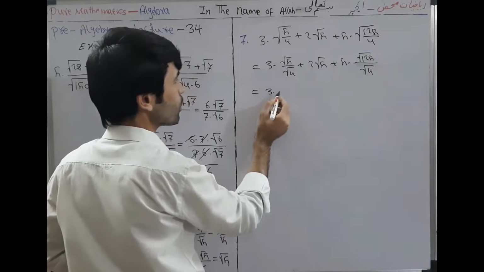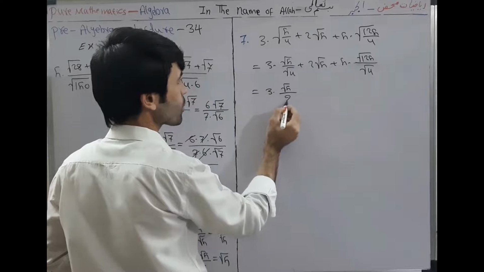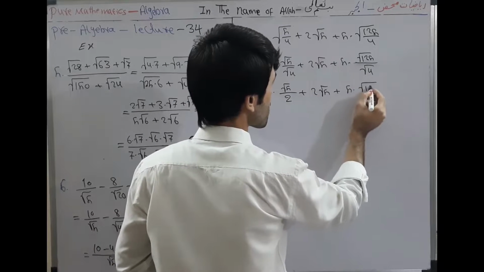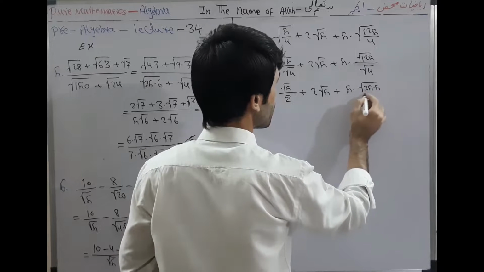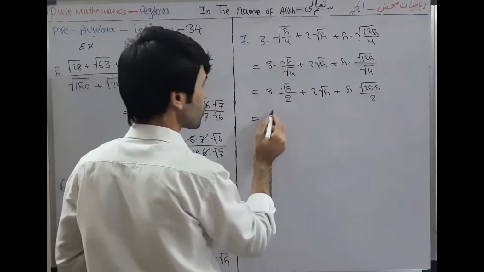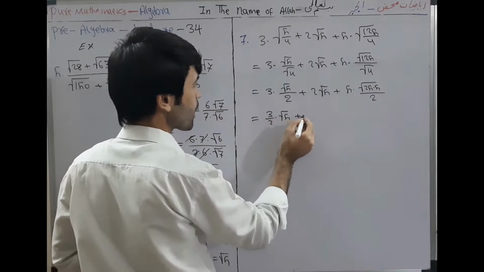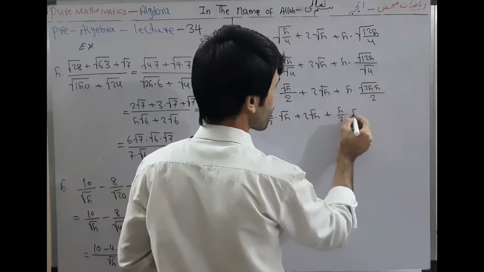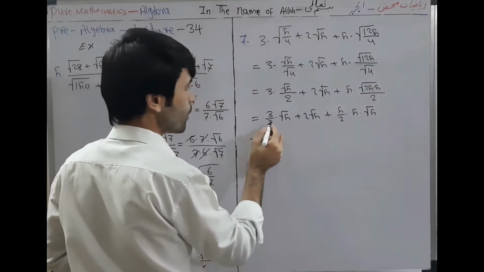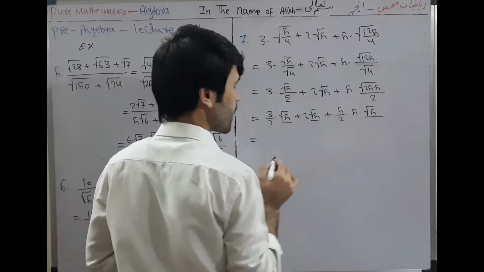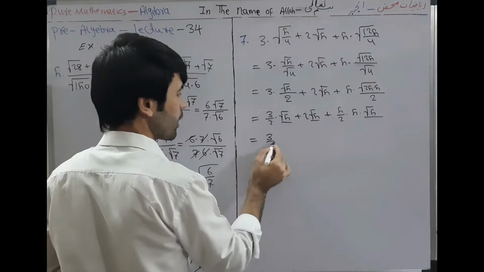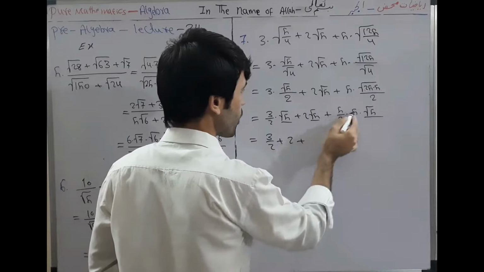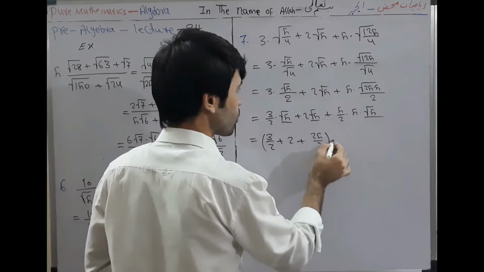It is equal to 3 into square root of 5 over square root of 4 is 2 plus 2 into square root of 5 plus 5 into square root of 125. We can write 25 into 5 over square root of 4 is 2. It is equal to 3 over 2 into square root of 5 plus 2 into square root of 5 plus 5 over 2 into square root of 25 is 5 into square root of 5. Here we have like radicals. Then the coefficient is 3 by 2 plus 2 plus 5 multiplied by 5, 25 over 2 square root of 5.